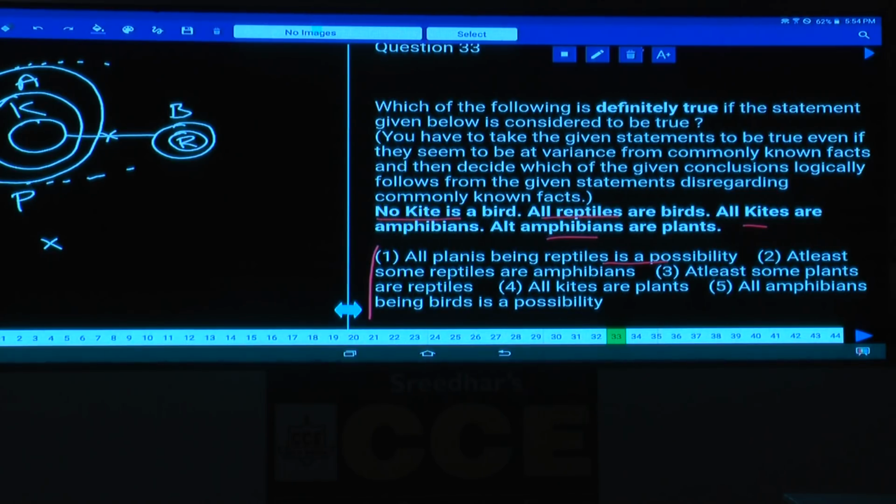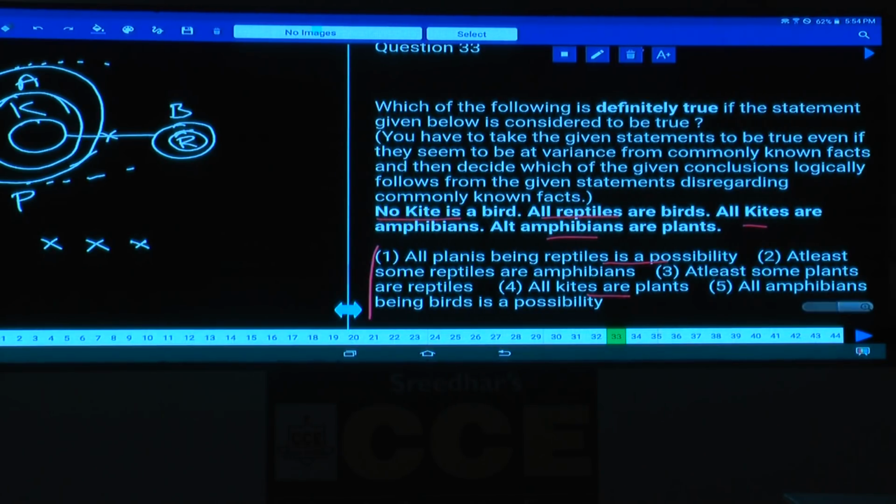The next one, some reptiles are amphibians. Reptile is here, amphibian is here. Now this is a definite conclusion, hence it does not follow. Third one, some plants are reptiles. Plant here, reptile here, this is again a definite conclusion, does not follow.